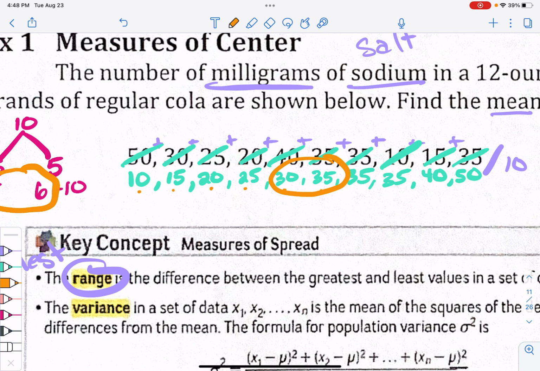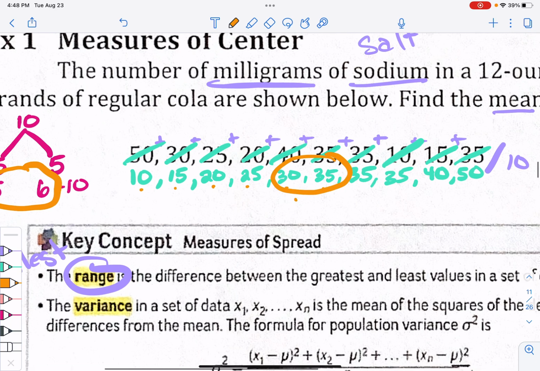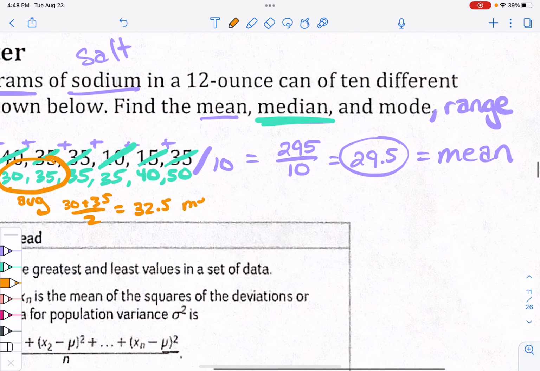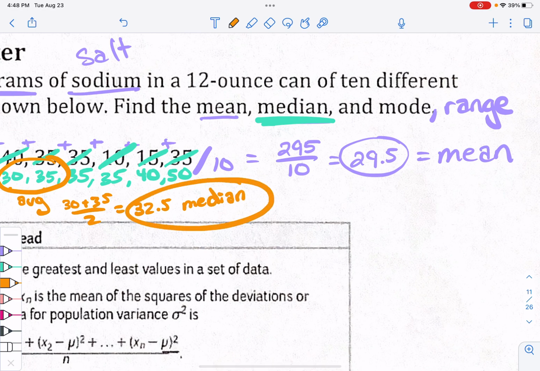Now, if I have 2 numbers for a median, I just average these, and the average of 30 and 35, if I add them together and divide by 2, is 32.5. That is going to be my median. Okay, so median, M-E-D-I-A-N, there we go. The median is going to be 32.5, okay?